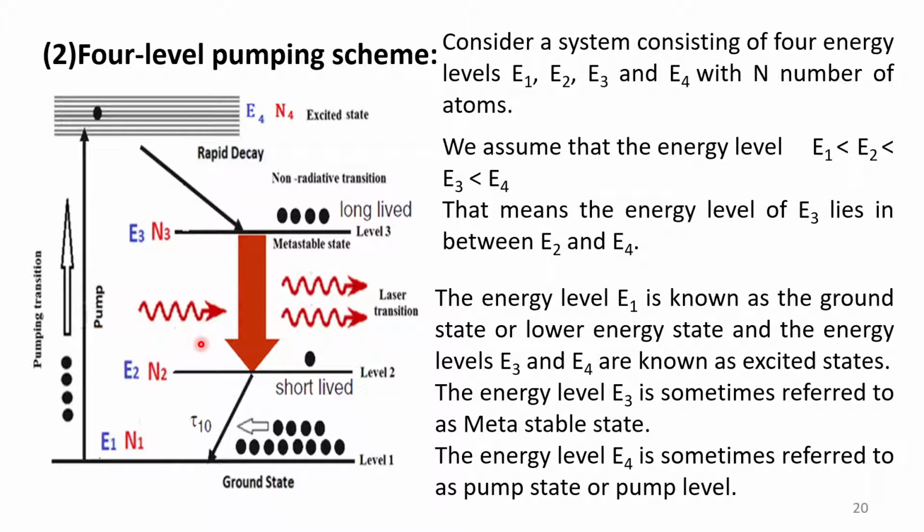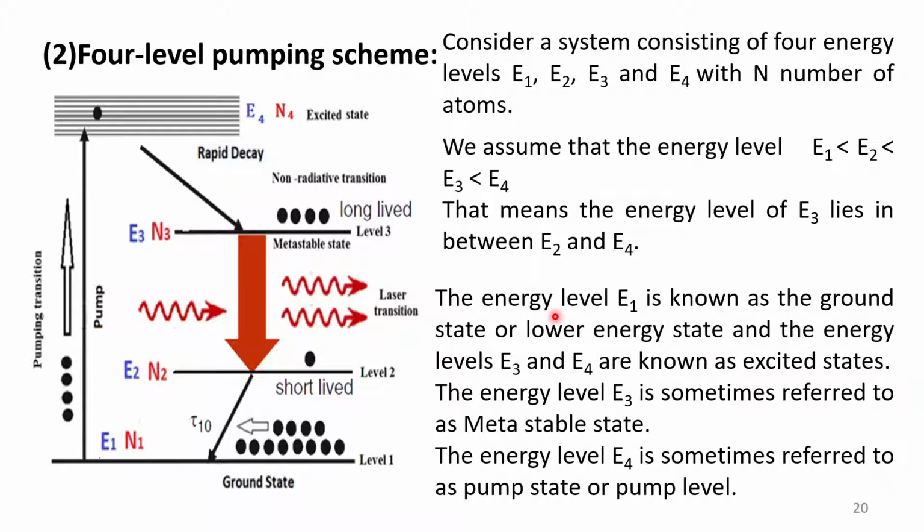Now this is the schematic diagram of the four-level pumping scheme. It consists of four energy levels. Consider a system consisting of four energy levels E1, E2, E3 and E4, which contain n number of atoms. Here we assume that the energy level E1 is less than E2, which is less than E3, which is less than E4. That means the energy level E3 lies between E2 and E4.